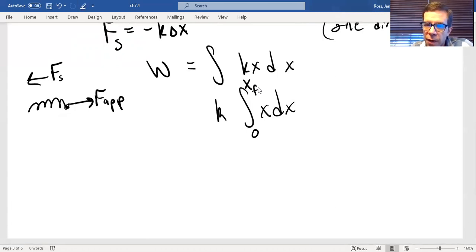What's the integral of x dx? Well, that's 1/2 x squared. And we're evaluating it from 0 to x final. And we've still got our k out front.